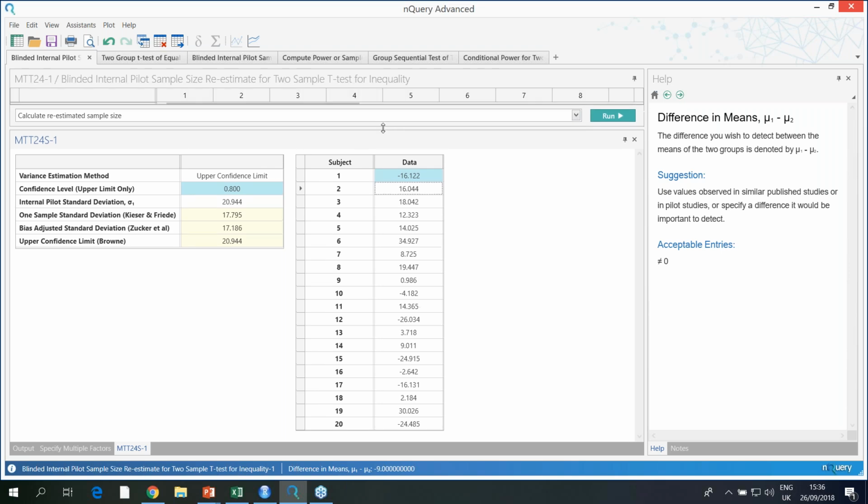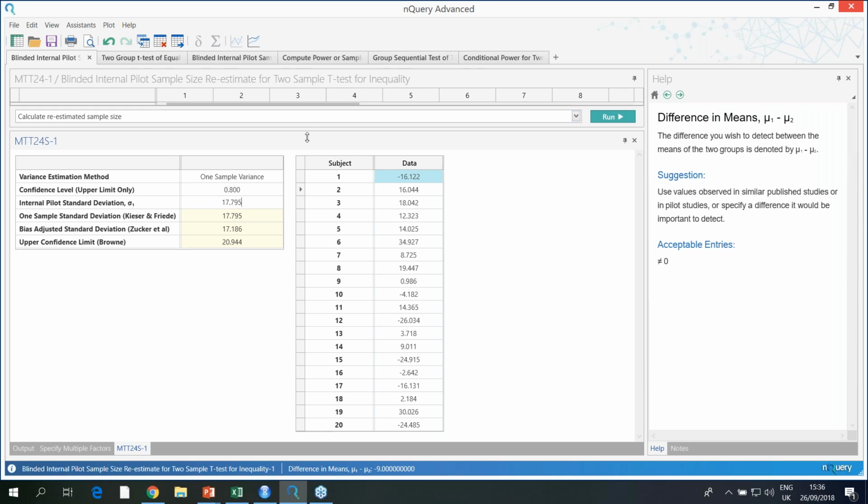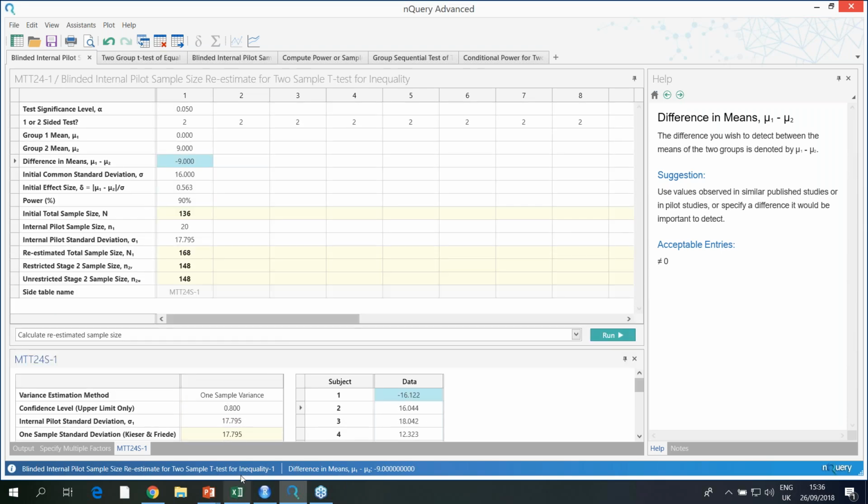And you can see here that the three different values are provided for reference directly by the software, and then the one that's actually used in the main table for the re-estimated sample size is the one that's displayed here and then moved into the main table. And so you can see that reflected here. If I select this option here, this is automatically updated.